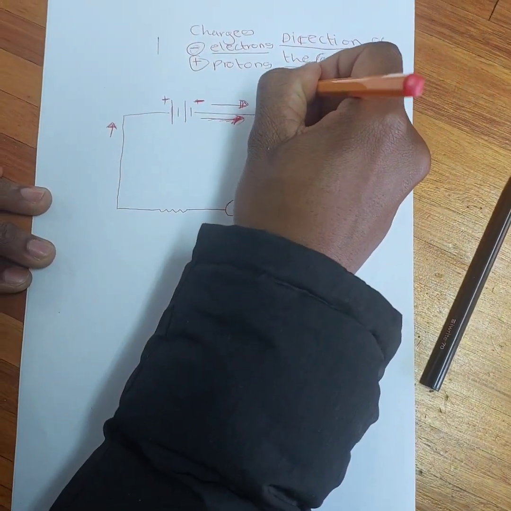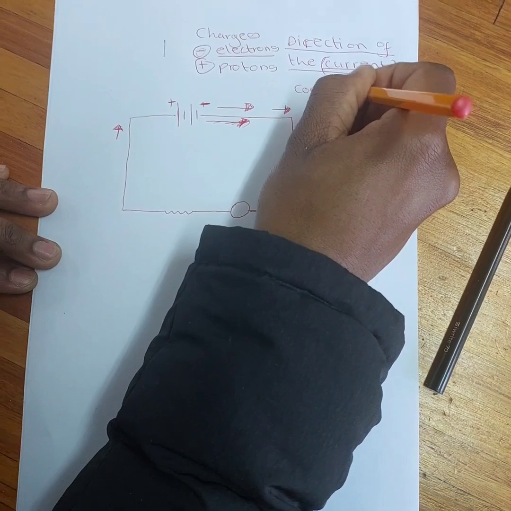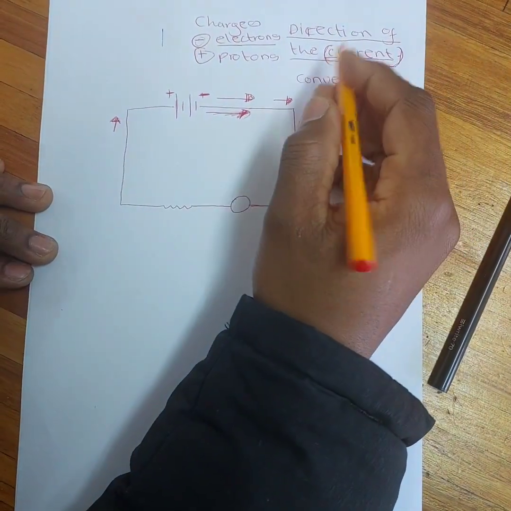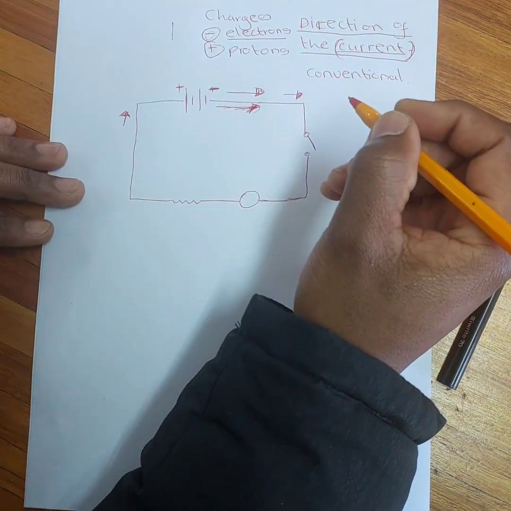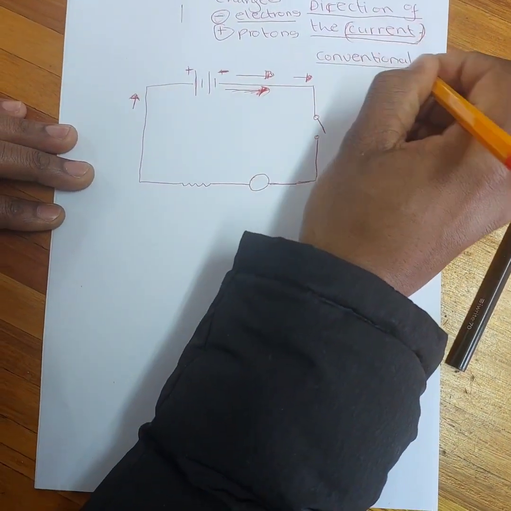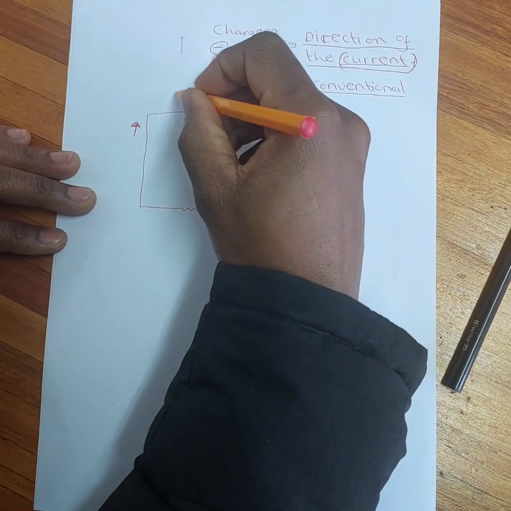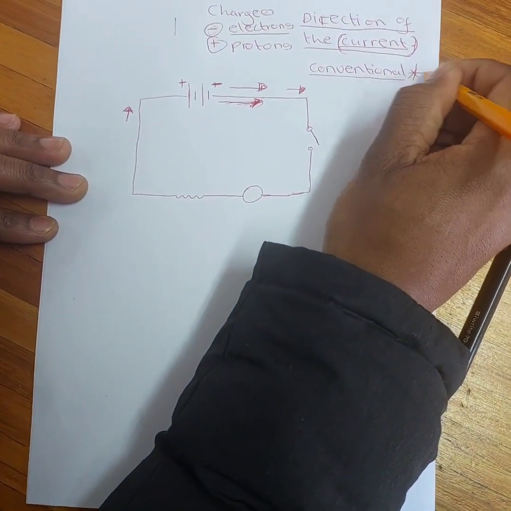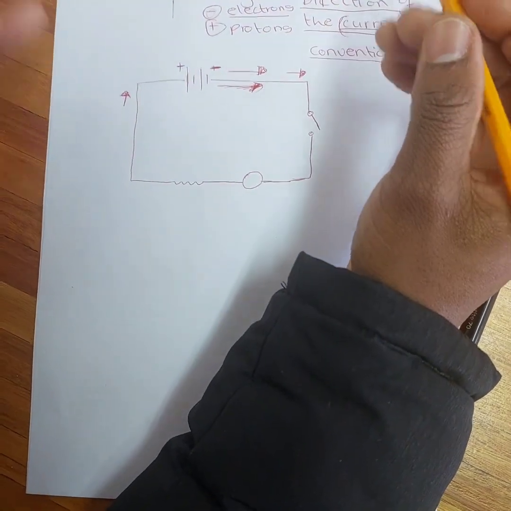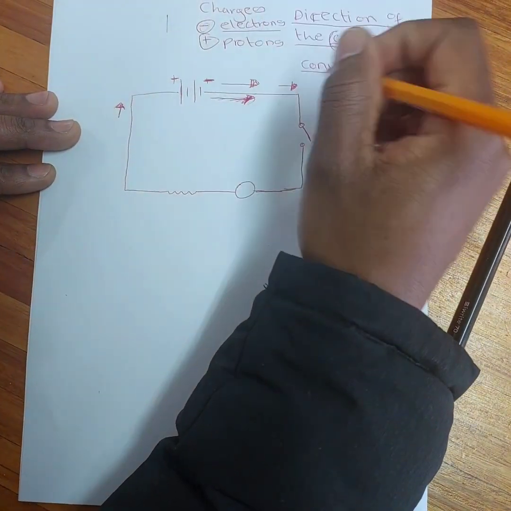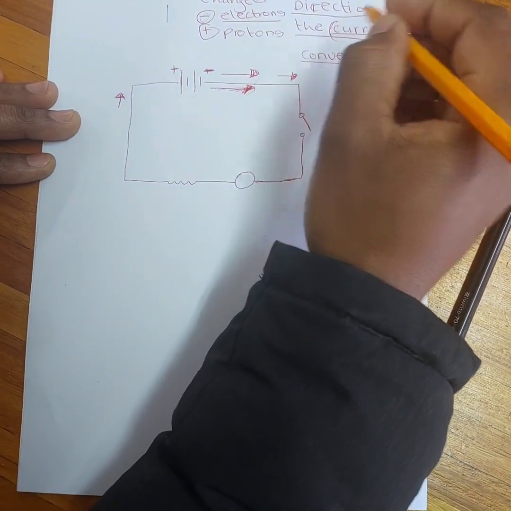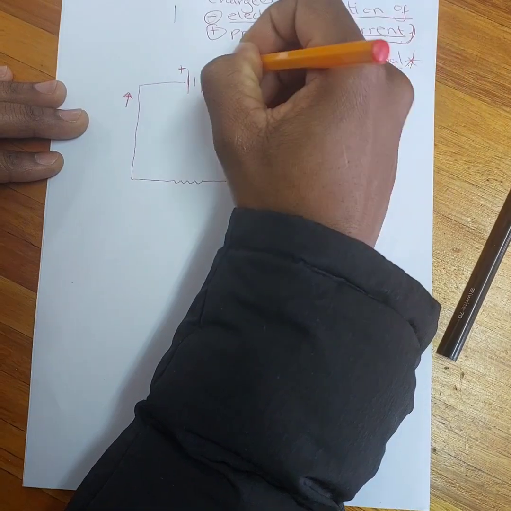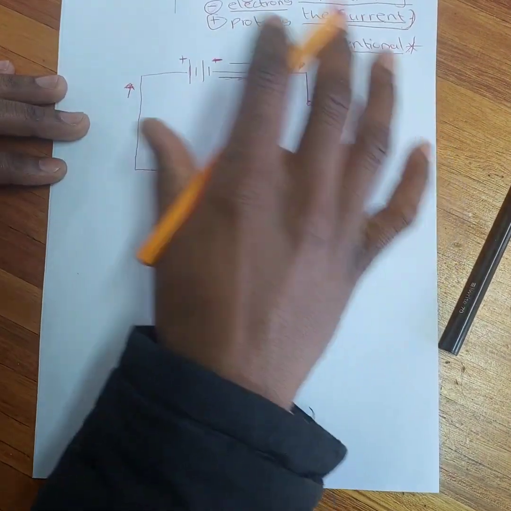And when we speak about conventional current, this is an ideal situation. It means it's not a situation that exists. It takes the assumption that the current flows from positive to negative. I will not ask anything about conventional current, but when you are asked about it, you must know that it's a flow from positive to negative. But when I say indicate the direction of the current, it's a flow of current from the negative charge to the positive charge.